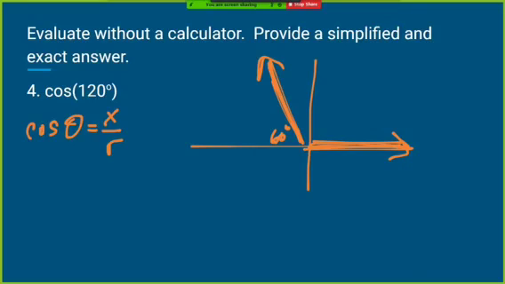Now, I need to find a point on my terminal side, so I'll just place a point right here, okay? Now, there are an infinite amount of points I could place here. It could really be any point, okay? So how do I know which point? It doesn't matter, but it has to be a point on that terminal side.